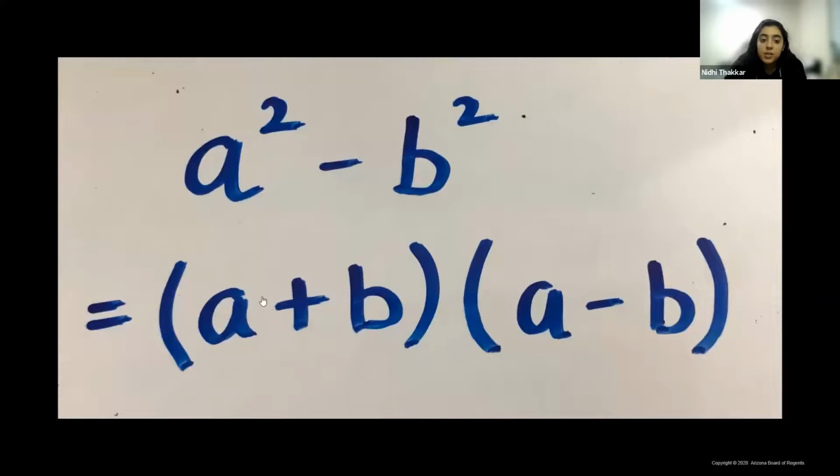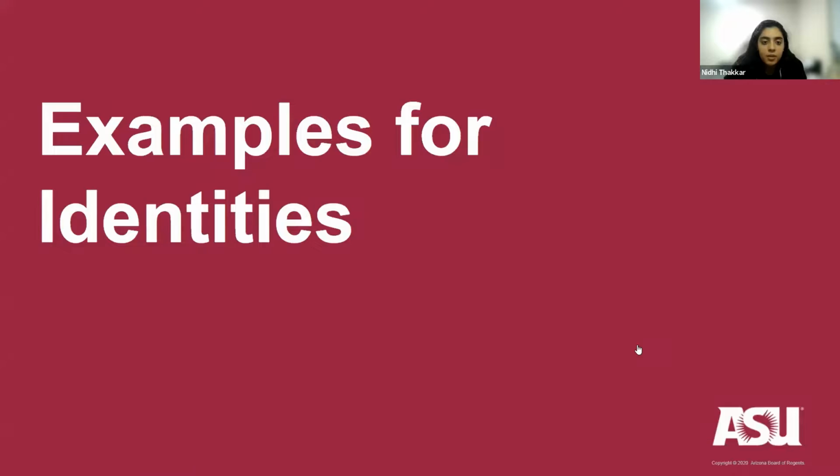So this equation can be used in different forms. Sometimes you have it in this format and you change it to this one, and sometimes you have it in this format and you are required to change it to this form. So this is also a very useful identity. Now we can go over some examples on these identities.